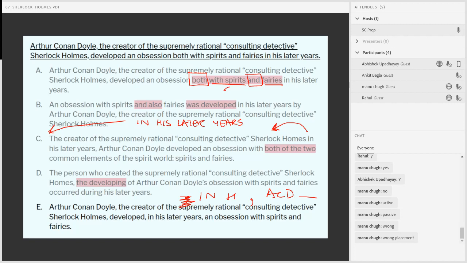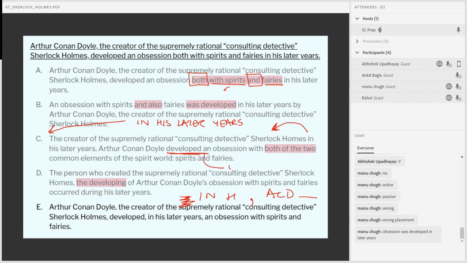But actually, "in his later years" should be closer to "developed," because it is trying to tell us when the obsession was developed. So, as Manu pointed out, "in his later years" should be closer to "developed" and not to the left-hand side of the sentence. This is a modifier placement issue. With a modifier, sometimes if you position it incorrectly, you'll create unintended consequences. Maybe the meaning will be wrong or the sentence will become impossible, things like that. So modifier placement is also something that we have to keep in mind.